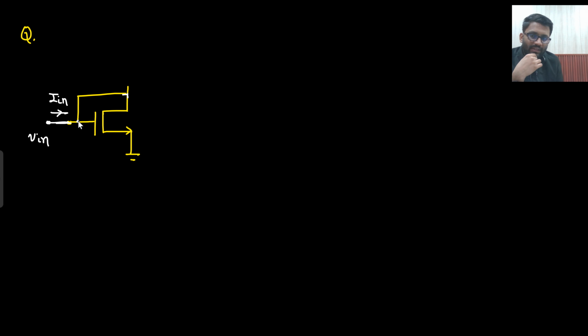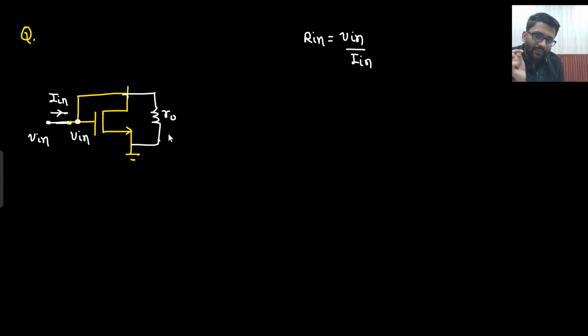Okay. What is my target? My target is to find R in, that is equal to V in by I in. What is this node? This node is V in only. Now between drain and source, there is R naught connected. Now this node is V in. Can I write down the current in the MOS? Let me make R naught a bit far away.